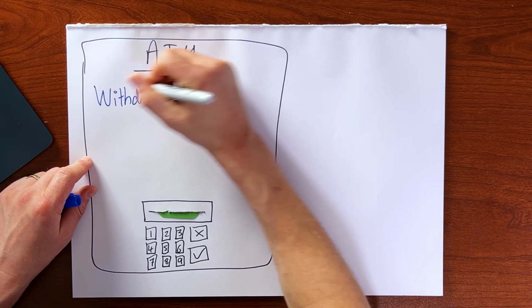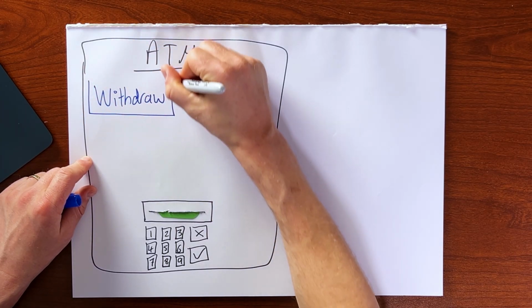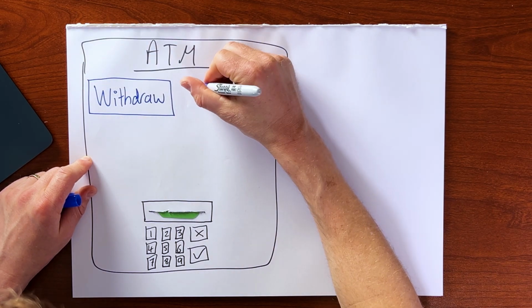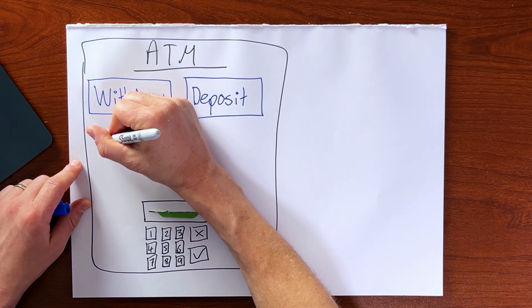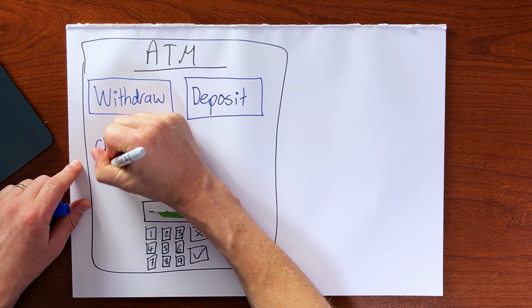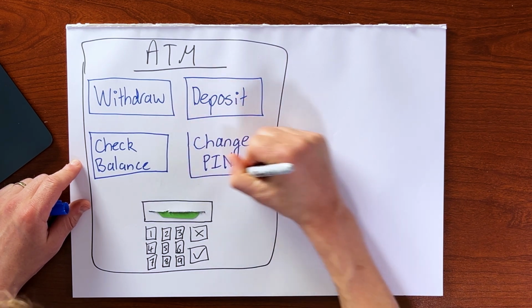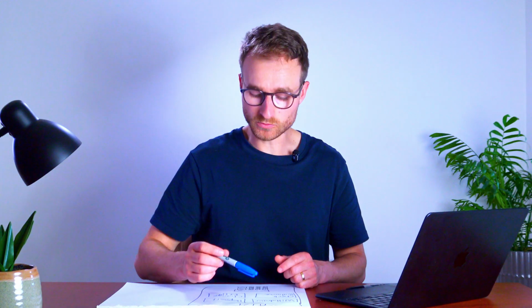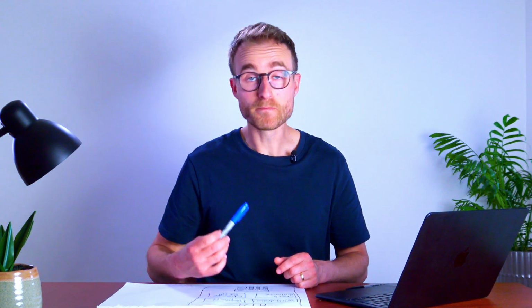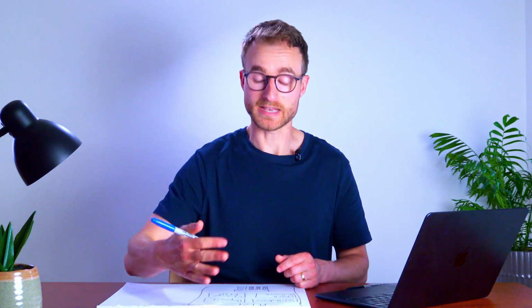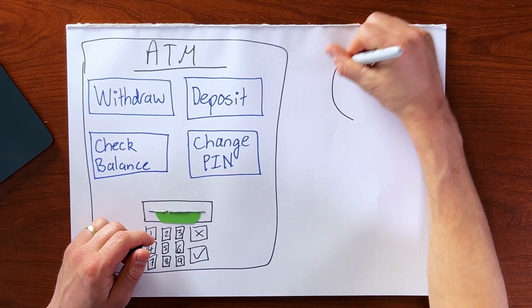Once you've done that, a few options might appear on the screen. You might be able to withdraw some money, or of course, make a deposit. You might be able to check your balance. You might be able to change your PIN number. So these are all services that your bank is allowing you to access via this ATM interface.